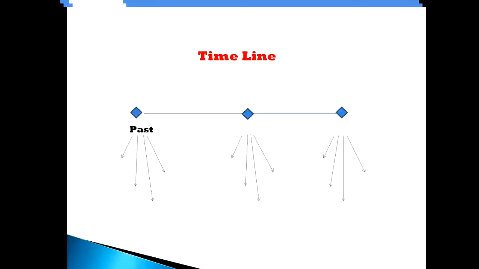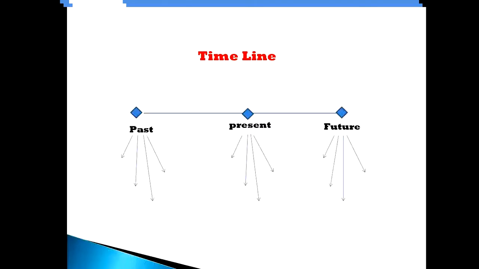Let's study with the help of the timeline. If you look at the timeline, you will see that time can be indicated in three ways. First is the time that has gone, and it is called past tense. The second is the time that is present around us right now, it is present tense, and the third is the time that has to come, and it is called future tense.